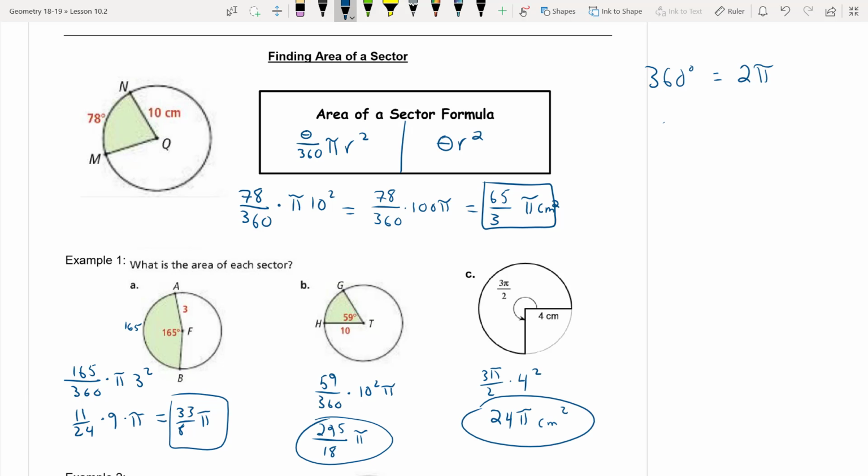Okay, welcome back in. So in my first one, if you try to simplify 59 over 360, it doesn't work. So you just multiply that times 100, and you end up with the lovely fraction of 295 over 18, and we're going to attach pi to that. And in my last one, I'm just going to multiply whatever I was given here, 3 pi over 2, which is actually 270 degrees. And I'm going to multiply that by 4 squared, and I end up with 24 pi when I do that.